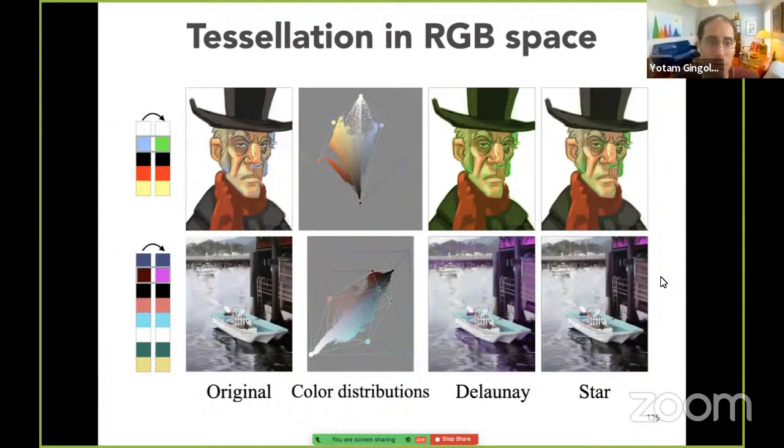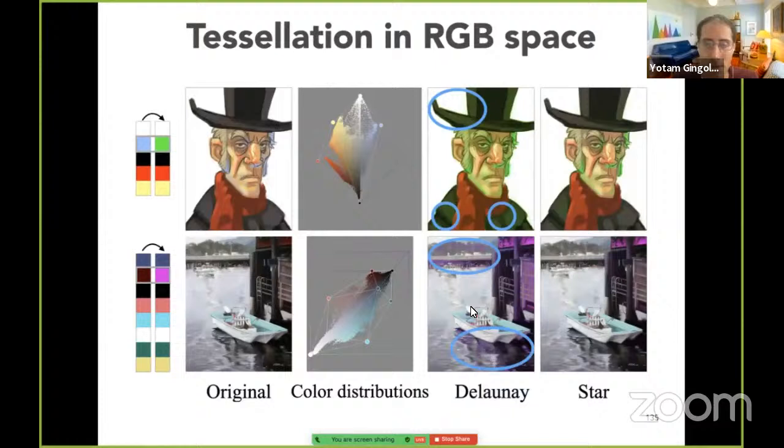And you can see that this gray coat and the gray and black hat become green, and that's undesirable. And down here for the boat image, the gray trees and the gray water in the back become purple. So that's it. Now we have our two weights.